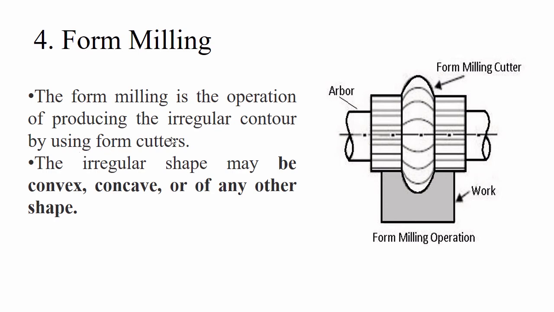to produce irregular contours or shapes by using form cutters. The irregular shapes may be convex, concave in nature, or any other shapes. The products that you produce in form milling are not rectangular in shape, they are going to be convex or concave shapes on the milling products. This is also done on the horizontal milling machine. This is about form milling.